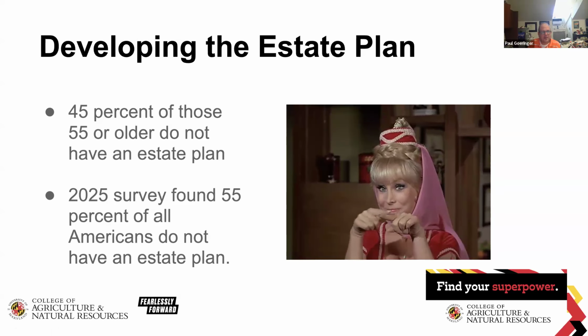And then if we look at all Americans, 55% do not have an estate plan. Going back to that first bullet point, if we got 45% of 55 or older do not have an estate plan, what happens as we age? We have abilities to where we may have dementia, Alzheimer's, other health issues may come into effect that make it harder and harder for us to do an estate plan, as we're going to talk about throughout this process.